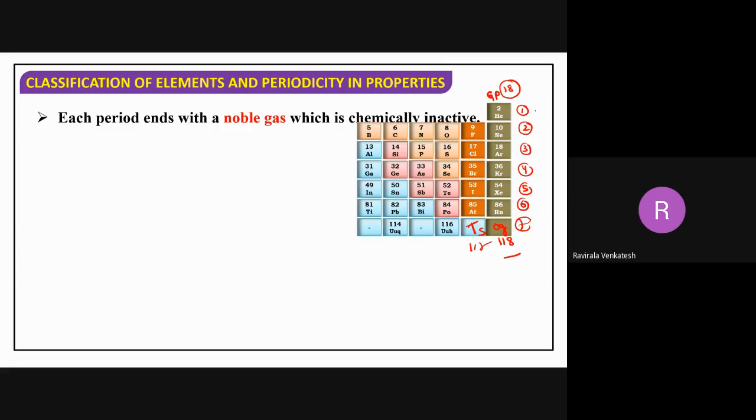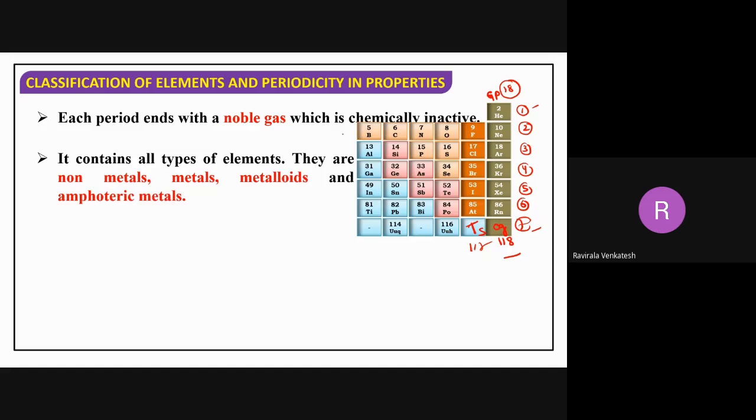Now, each period, first period to seventh period, ends with noble gases. See, the first period ends with helium, the fourth period ends with krypton, and the last period ends with oganesson. This is the statement. And all are chemically inactive. Except xenon, the remaining are all highly chemically inactive. At least xenon has a little bit of chemical activity.